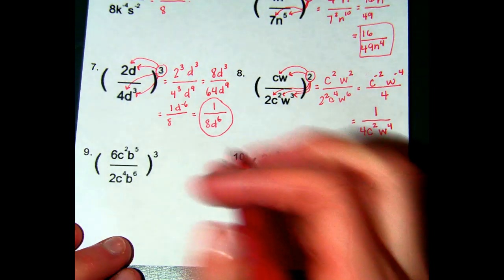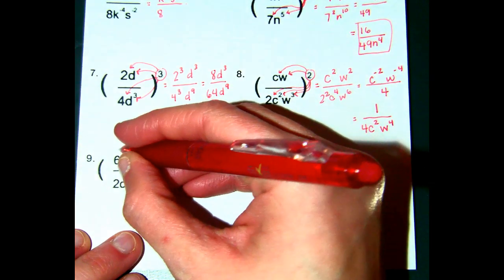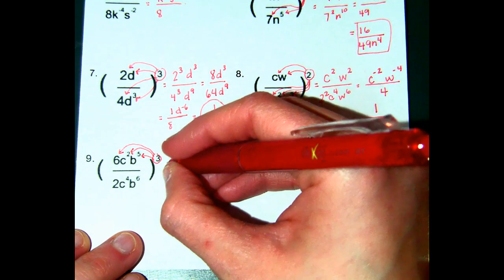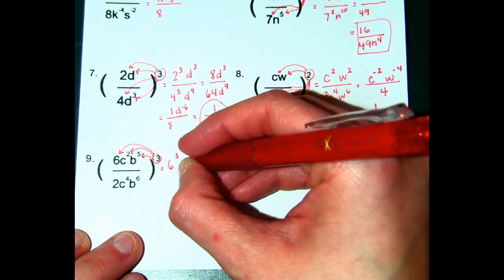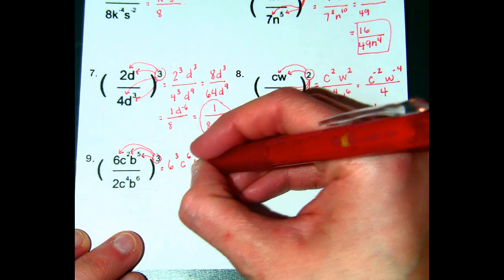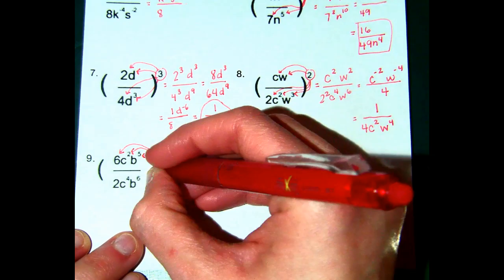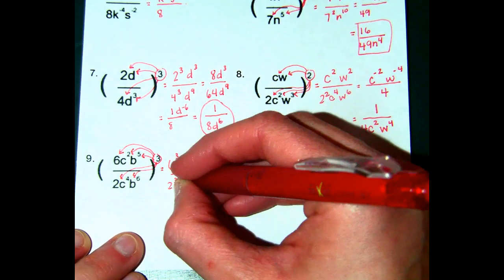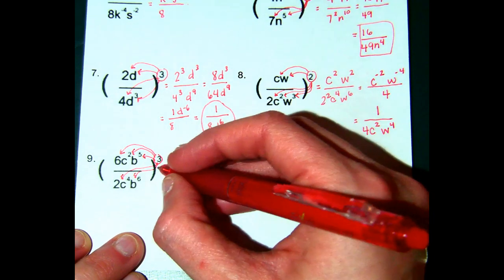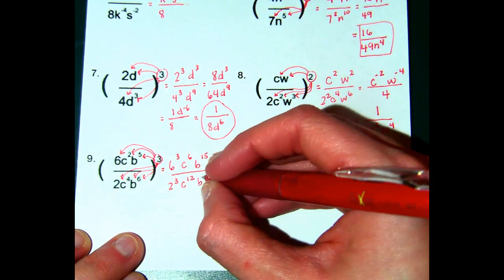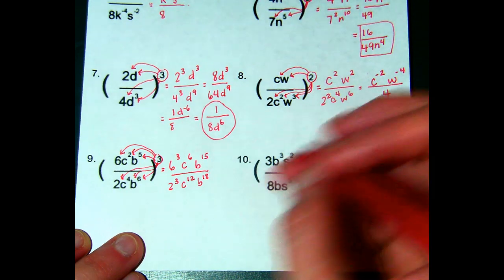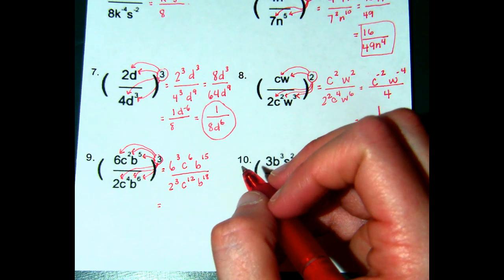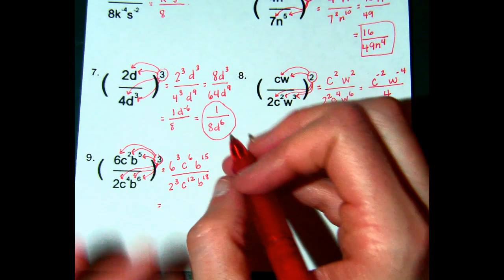Last 2, these will take a few more minutes as well, because we're starting to get even more bigger numbers. More stuff going on here. 6 to the 3rd, C to the 6th, B to the 15th, over 2 to the 3rd, C to the 12th, B to the 18th. Okay. 6 to the 3rd power is 216.